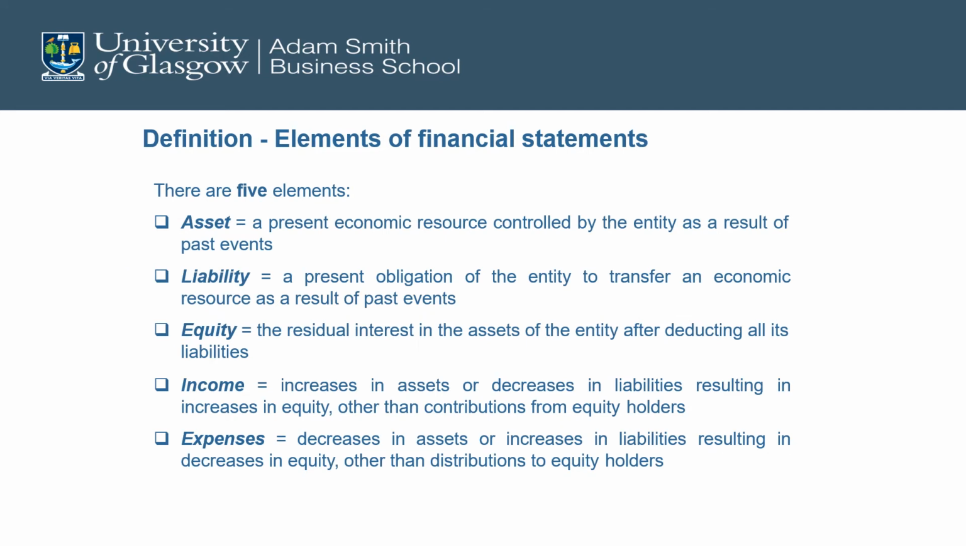There are five elements of the financial statement: asset, liability, equity, income, and expenses. Asset means the present economic resource controlled by the entity as a result of past events. Liability refers to the present obligation of the entity to transfer an economic resource as a result of past events. Equity is the difference between the asset and liability. Income refers to the increase in asset or decrease in liability, whereas expense refers to the decrease in asset or increase in liability. So you can see that asset and liability are the very fundamental concepts that make up the other three of them.